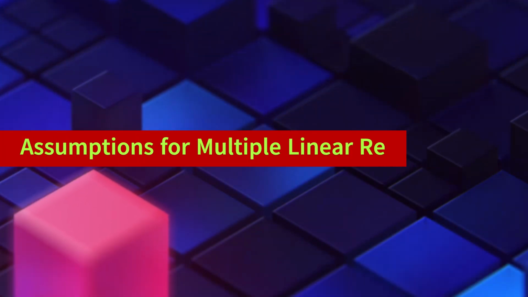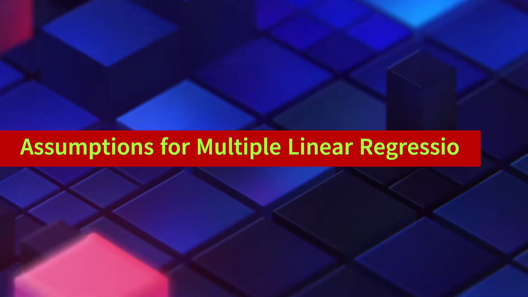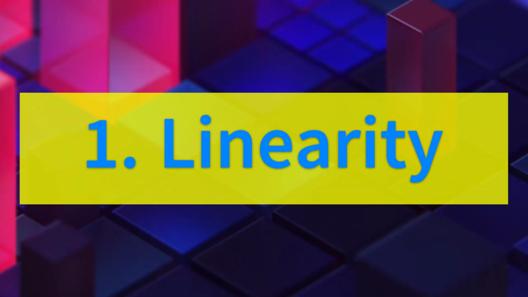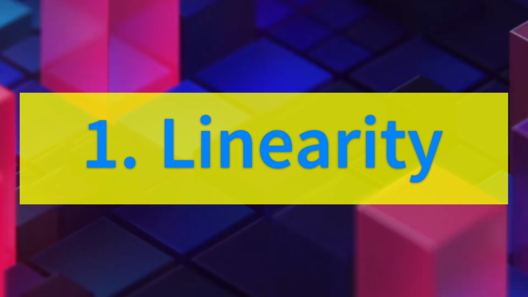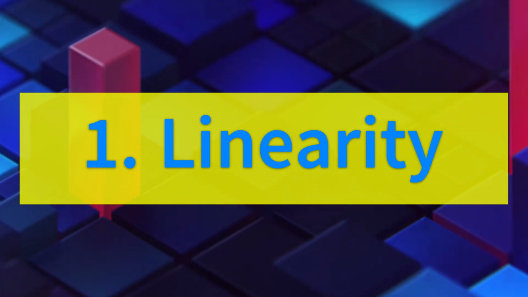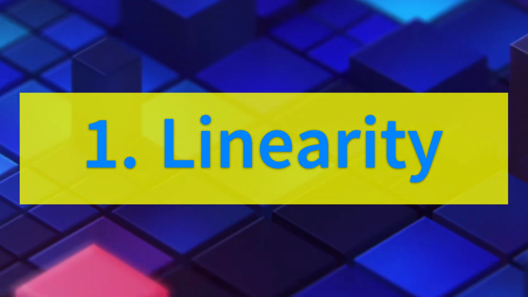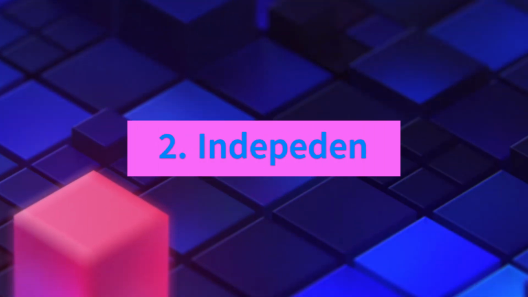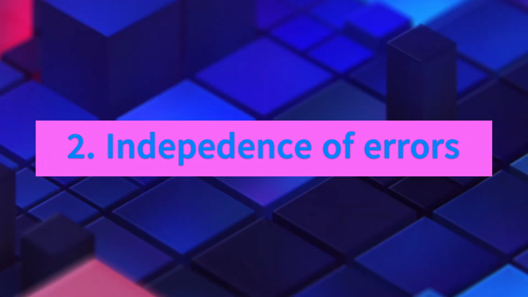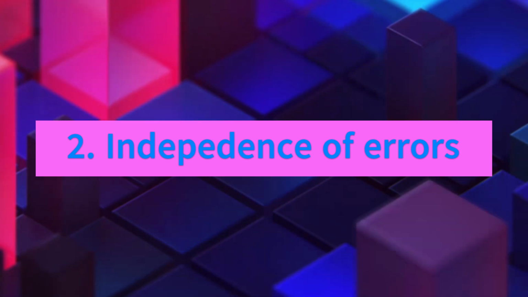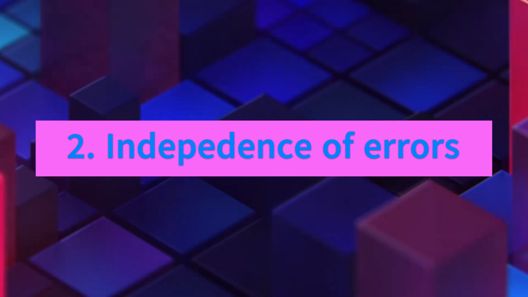To ensure valid results in multiple linear regression, there are assumptions that must be met. Number 1, linearity. The relationship between the dependent and independent variables should be linear. This means that the change in the dependent variable is proportional to the change in the independent variables. Number 2, independence of errors. Observations should be independent of each other, meaning there should be no correlations between the residuals.